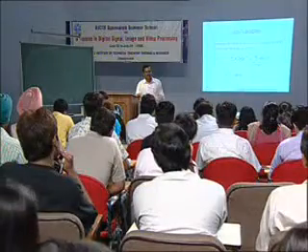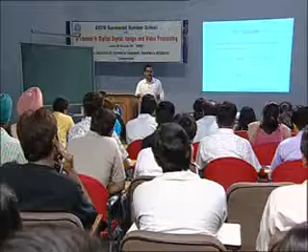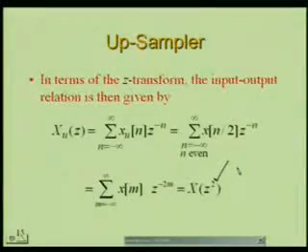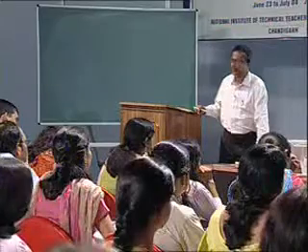So, accordingly you have to design a filter. The input sequence is x[n], then the Z transform of the input sequence x[n] is simply X(z). If I write X(z to power 2), then it becomes the Z transform of the output sequence, I mean the output from the upsampler, that is x_u[n]. Here the factor is 2.